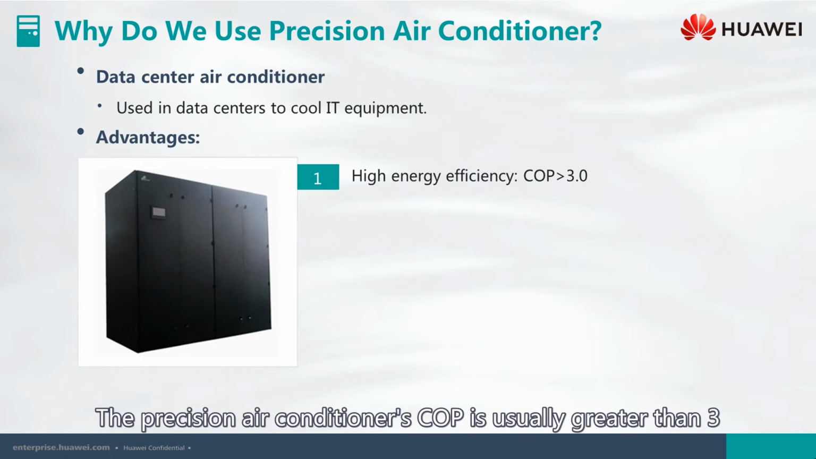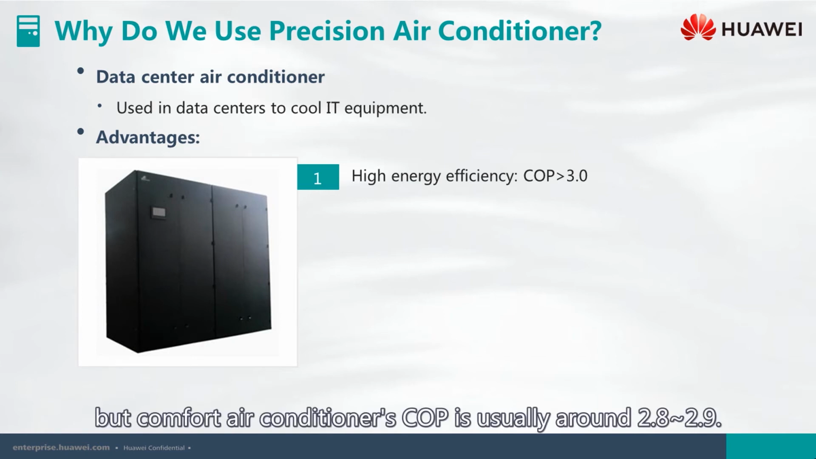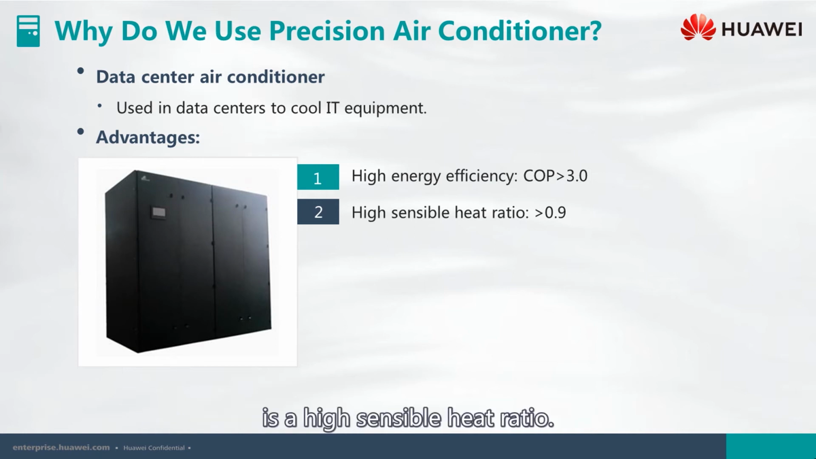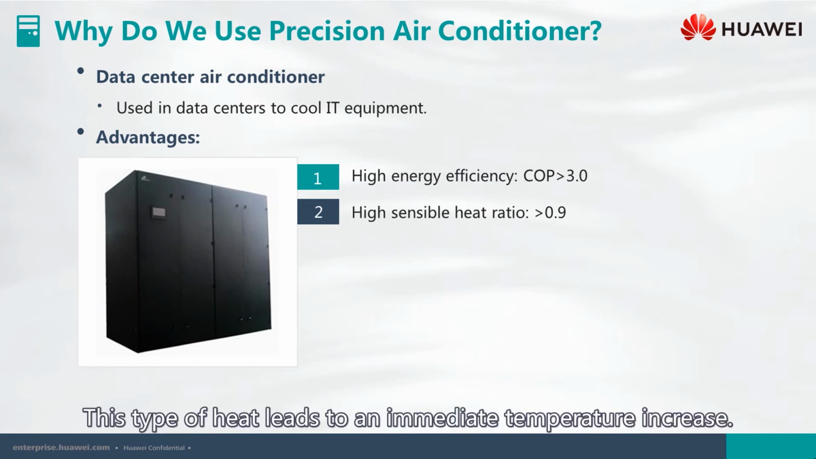The precision air conditioner's COP is usually greater than 3, but a comfort air conditioner's COP is usually around 2.8 to 2.9. The second advantage of precision air conditioning is a high sensible heat ratio. Sensible heat means heat without moisture, including the heat from IT equipment and computers. This type of heat leads to an immediate temperature increase.